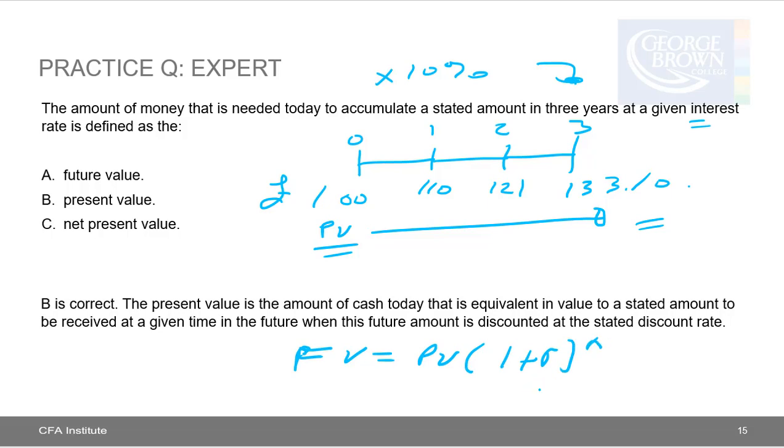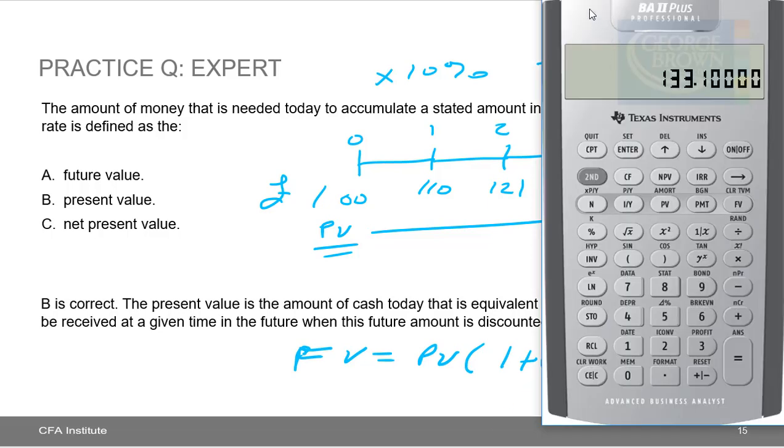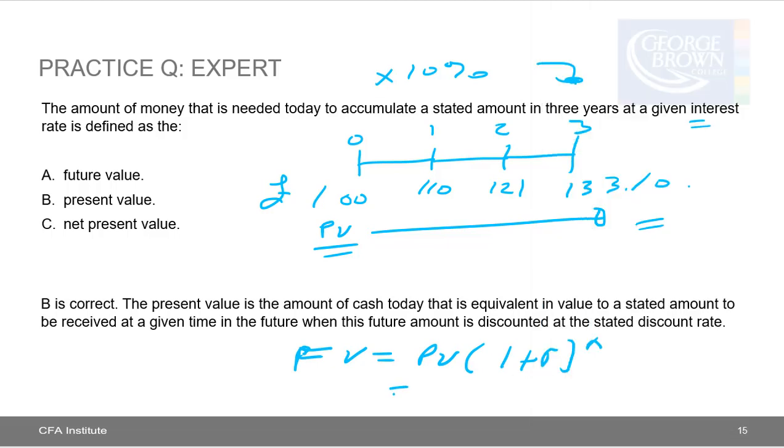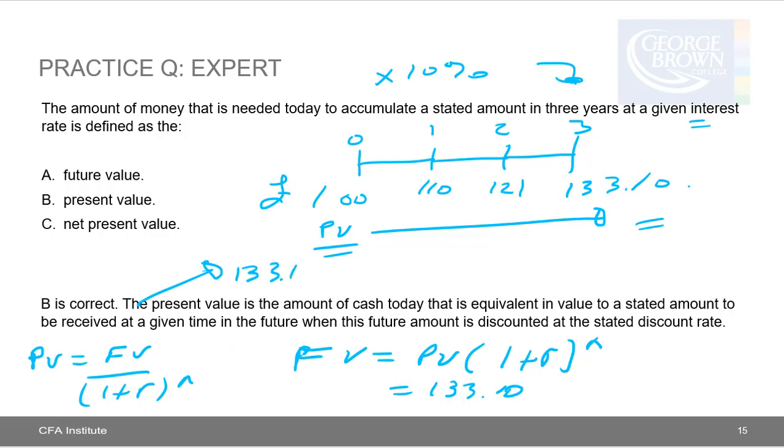Again, you don't need to do any calculations on the exam, but I just wanted to make sure that you understand this. So the interest rate is 1 plus 0.1, 10%, y to the x, 3 years, times our £100 original principal, and you can see 133.10. And if we do the formula, present value equals future value over (1 plus r) to the n, so we're calculating the future value is £133 and 10 pence.